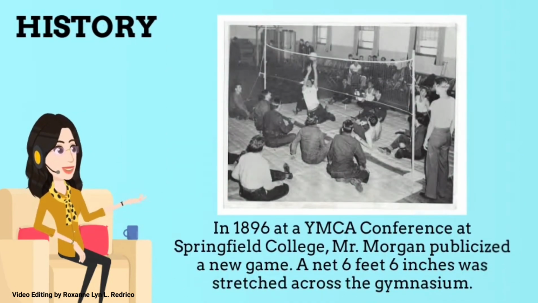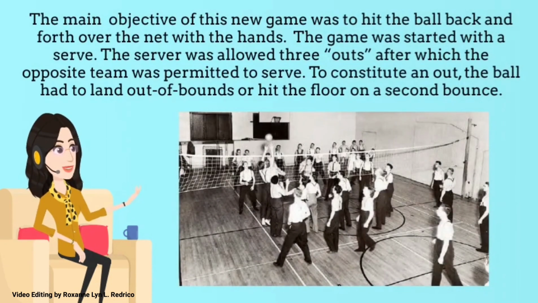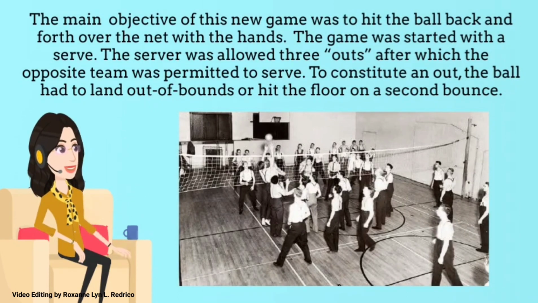In 1896, at a YMCA conference at Springfield College, Mr. Morgan publicized a new game. A net of 6 feet 6 inches was stretched across the gymnasium. The main objective of this new game was to hit the ball back and forth, over the net, with the hands. The game was started with a serve. The server was allowed 3 outs, after which the opposite team was permitted to serve. To constitute an out, the ball had to land out of bounds or hit the floor on a second bounce.